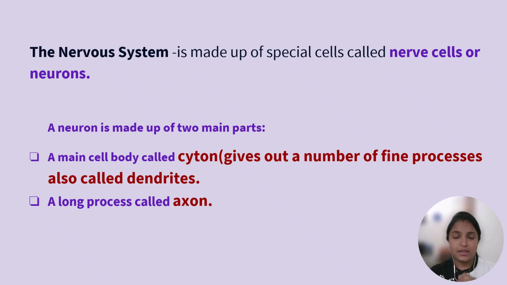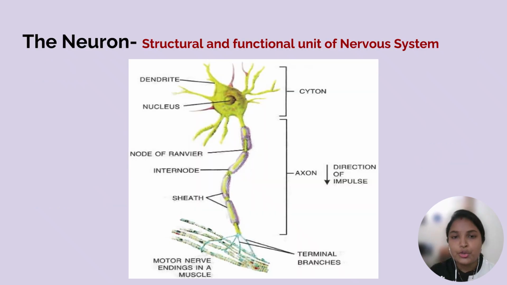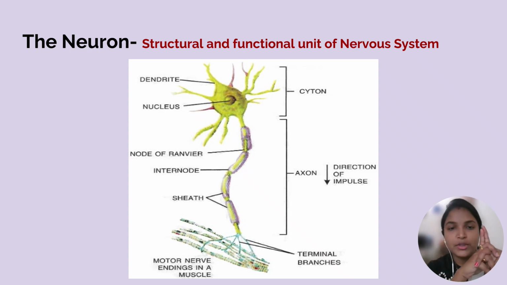All right, just keep in mind, it is the longest cell. Now, it is made up of two main parts, the main cell body called the cyton and the long process called the axon. Cyton gives out a number of fine processes called the dendrites. This dendrite is nothing but the extension of the cyton, the cytoplasmic extension. If I show you the picture of the neuron, here the neuron is the structural and functional unit of the nervous system. Remember, this is the longest cell of the human body.